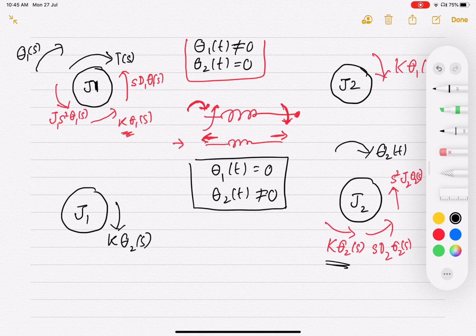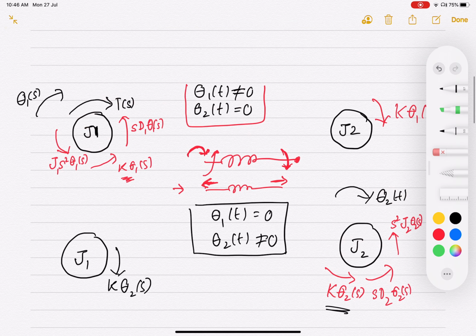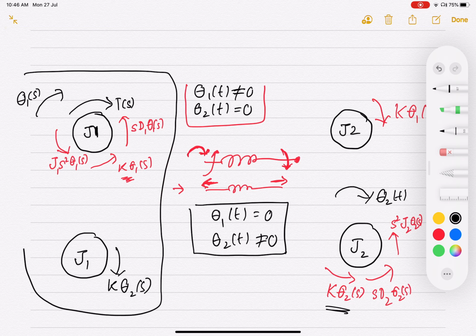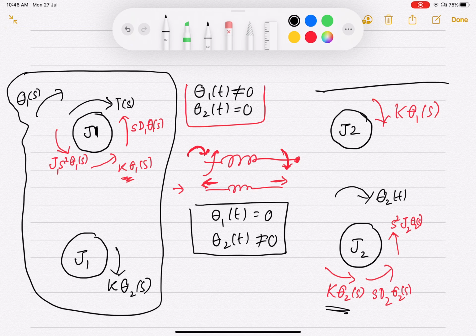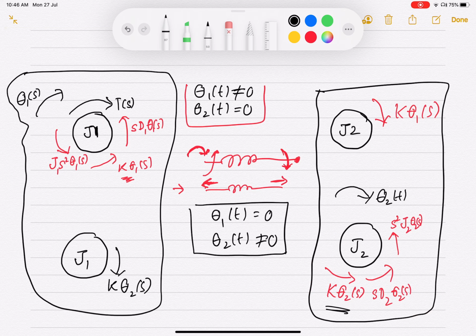Now let us sum the torques together. What are all the torques that are acting on J1 when both the cases are taken together? The sum of the torques is going to be this. These are all the torques that are acting. And when the two cases are taken together, what are the torques that are acting on J2? These are all the torques that are acting on J2. So you can sum the torques acting in the clockwise direction and equate them to the torques acting in the counterclockwise direction.